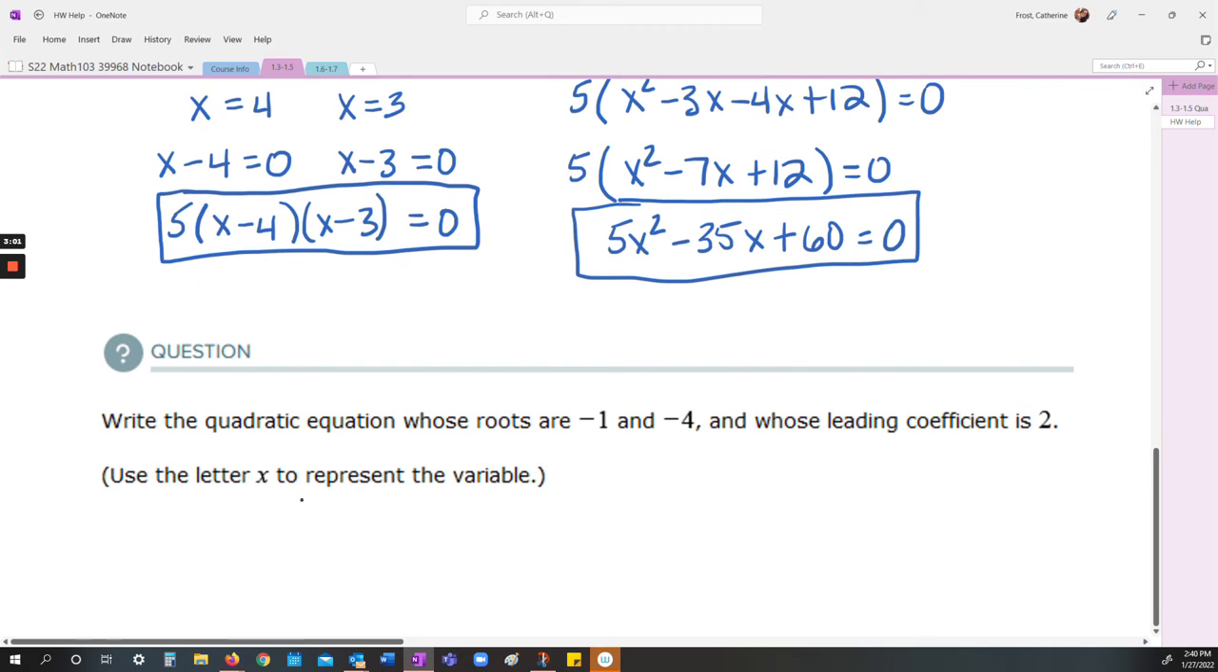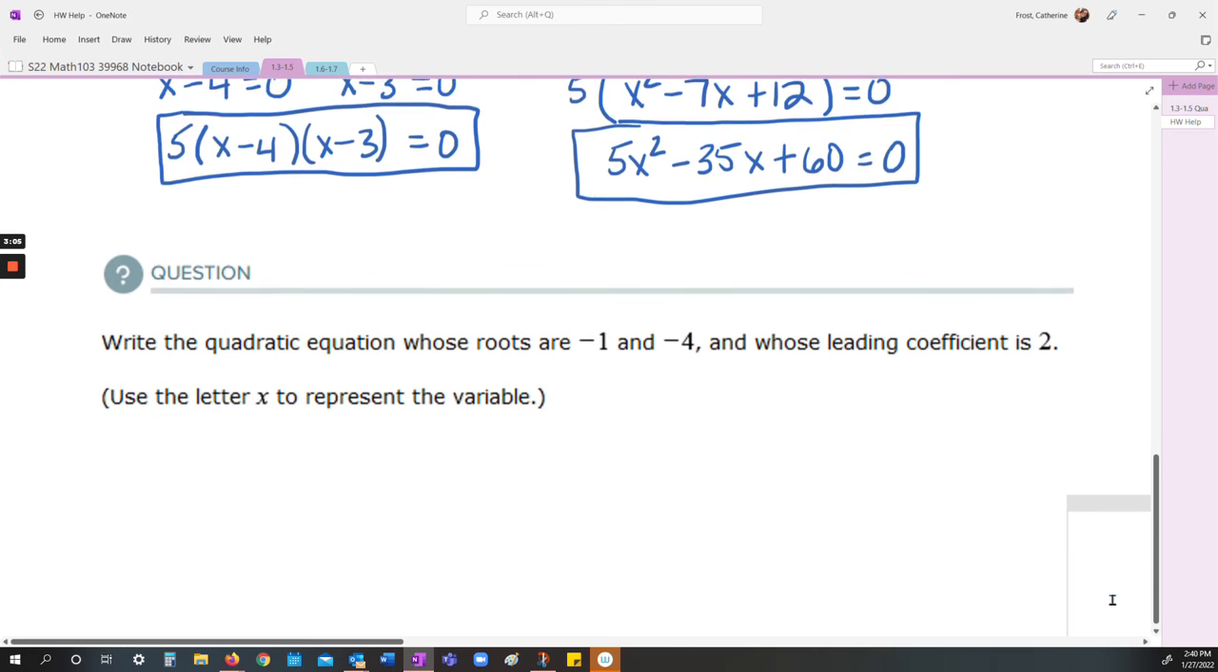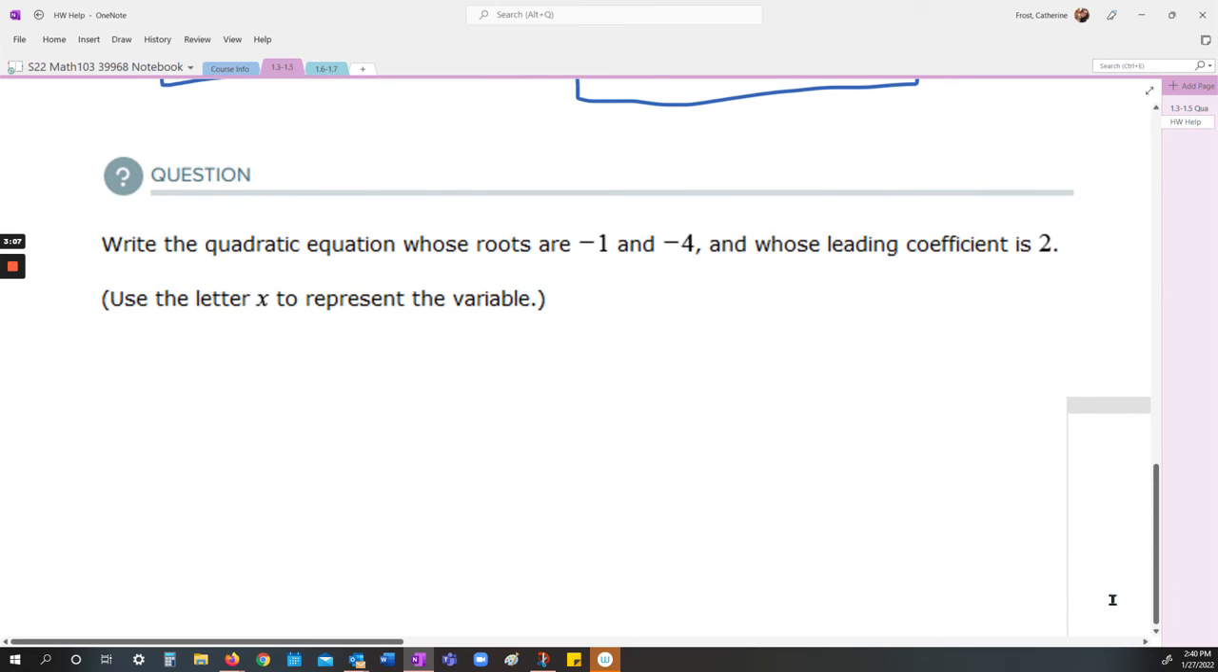So it can be a little tricky when the roots they give you are negative, or one of them is negative at least. So it says quadratic equation, roots are negative 1 and negative 4, and then leading coefficient is 2. So we're starting with our roots or solutions. x equals negative 1, x equals negative 4.